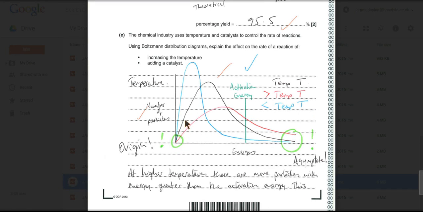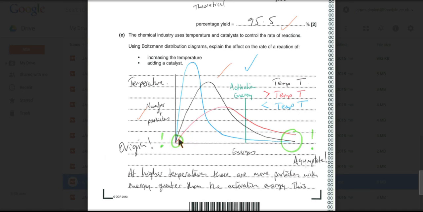I've drawn the black curve first, and that's my regular or standard temperature. I've got my labels on the Boltzmann axes, number of particles on the y-axis, energy on the x-axis. And then if I'm going to make a comparison about different temperatures, I'm going to need at least two curves. I've actually drawn three here.